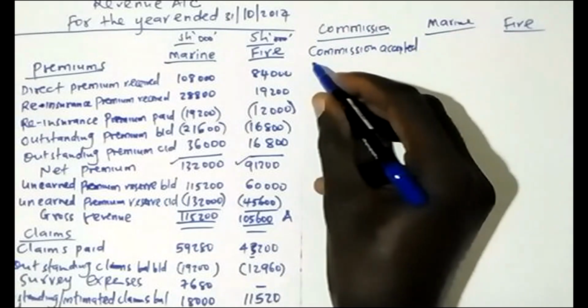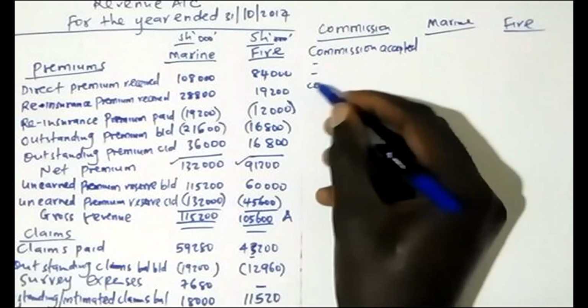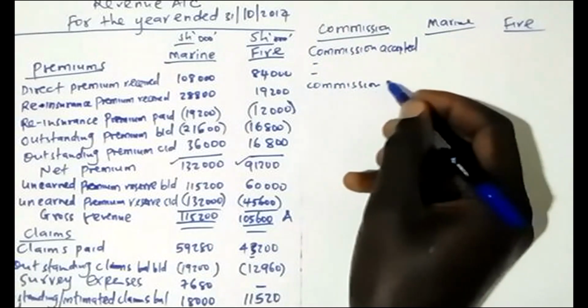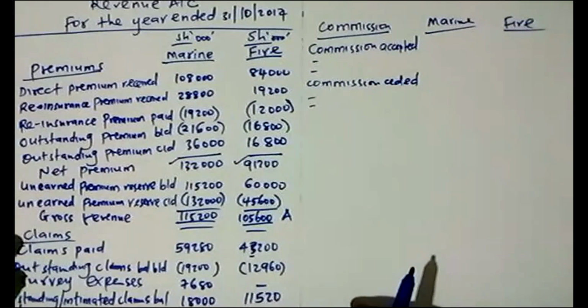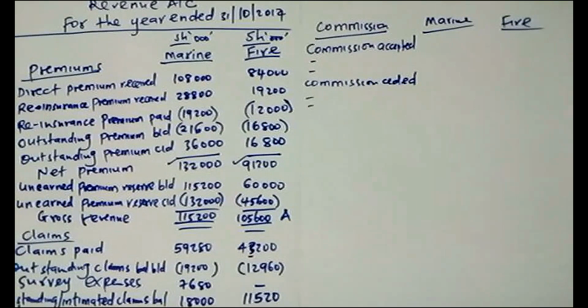I will leave a space here to do some computations. And we have the commission ceded. The commission accepted and commission ceded. In order to get this, you have to understand what is commission accepted and what is commission ceded. Under commission accepted, it's the commission payable to the reinsurance business. If it's Apex, Apex is the one which was paying that.